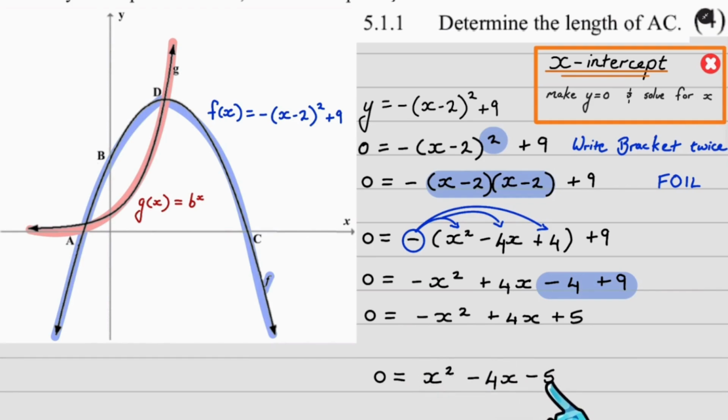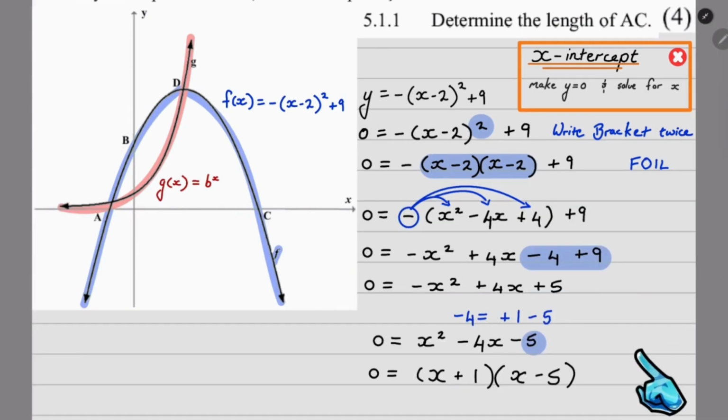So I look at the factors of 5. Oh my goodness, it's a prime number. What a dream. So it only has 2 factors, 1 and 5. So I've somehow got to add or subtract those to get this negative 4 in the middle. And I can accomplish that by saying plus 1 minus 5. And those will form my 2 brackets, x plus 1 and x minus 5. And from there, my 2 answers for x are these numbers with the opposite sign. So x equals negative 1 and x equals positive 5.